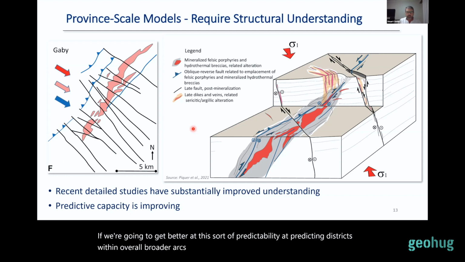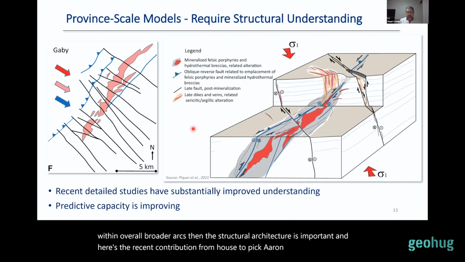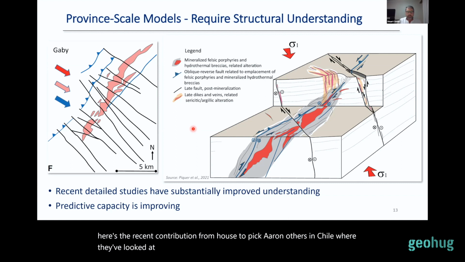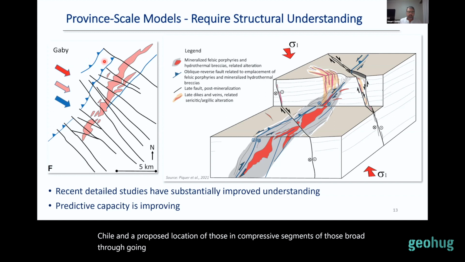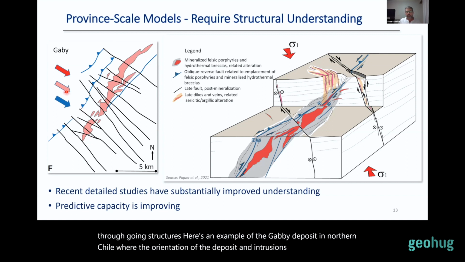And here's a recent contribution from Jose Piquer and others in Chile, where they've looked at the structural setting of most of the major clusters in northern Chile, and have proposed the location of those in compressive segments of those broad through-going structures. And here's an example of the Gaby deposit in northern Chile, where the orientation of the deposit and the intrusions is here and almost normal to the orientation of the principal stresses.